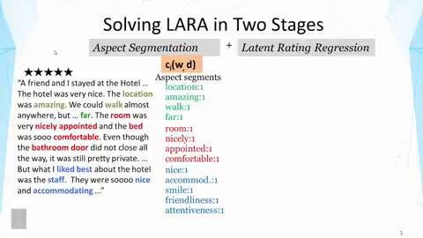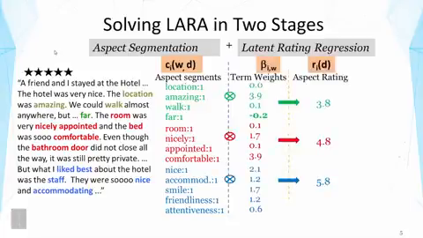In the second stage, which is called latent rating regression, we're going to use these words and their frequencies in different aspects to predict the overall rating. And this prediction happens in two stages. In the first stage, we're going to use the sentiment weights of these words in each aspect to predict the aspect rating. So for example, if in the discussion of location you see a word like "amazing" mentioned many times and it has a high weight, for example here 3.9, then it would increase the aspect rating for location.